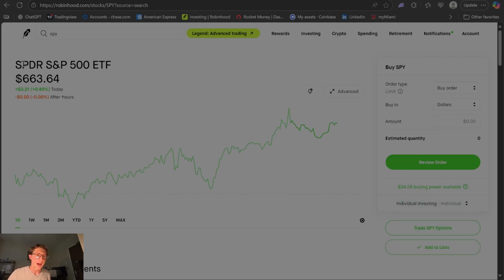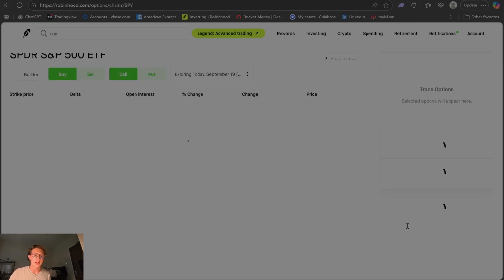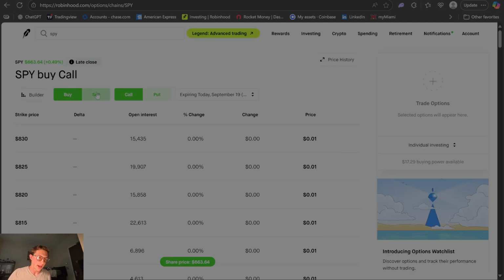SPY is an ETF, as we know, and it trades at $663 as of today. If I go to trade options, you'll see buy, sell, call, put. And I mentioned that these have rights associated with them. So I'm talking about buying a call. The call by nature allows us to buy shares of stock at a strike price.